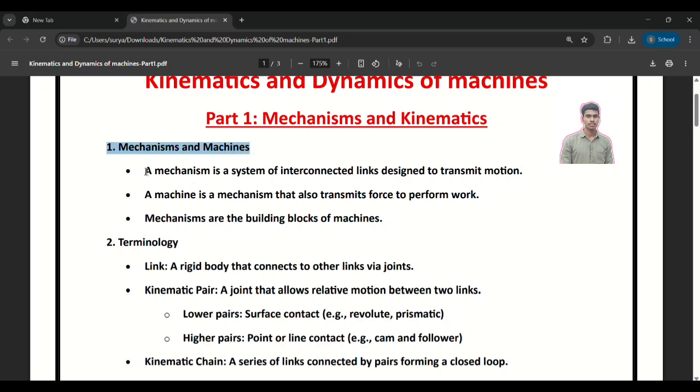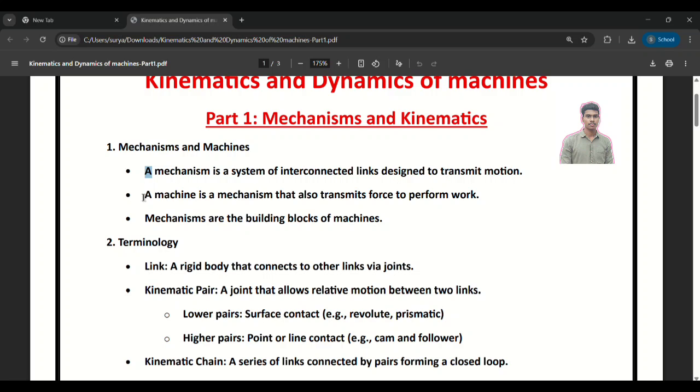What is a mechanism? A mechanism is a system of interconnected links designed to transmit motion. As you can know, a mechanism has different kinds of links which are interconnected with each other, which is applicable in real-time machines also. So a mechanism plays a crucial role in making an overall machine as well. Generally it is given here: a mechanism is a system of interconnected links designed to transmit motion.